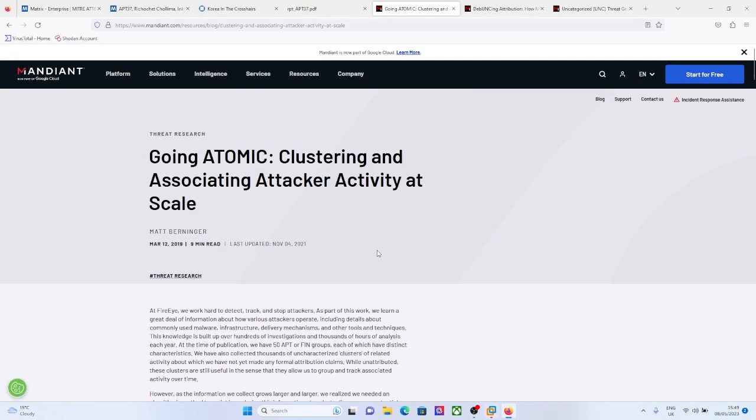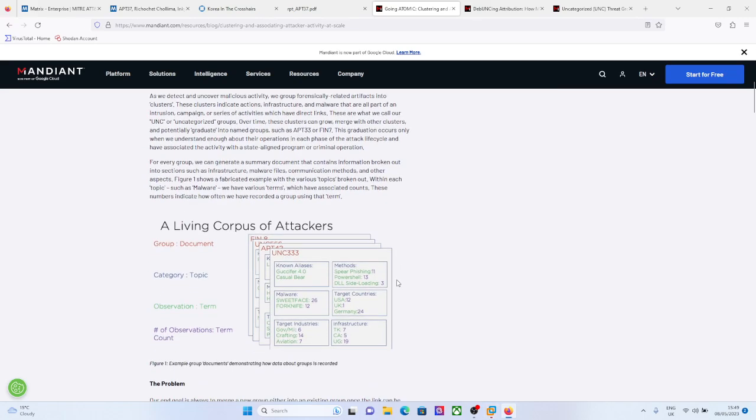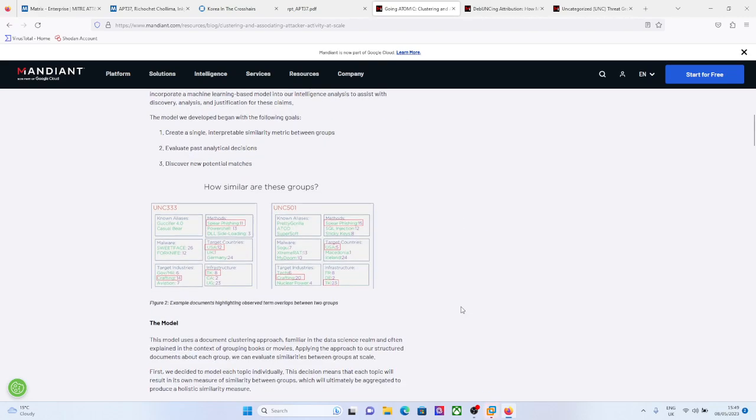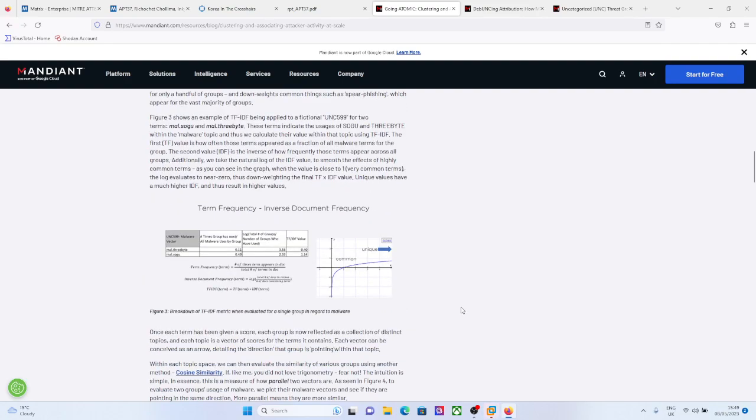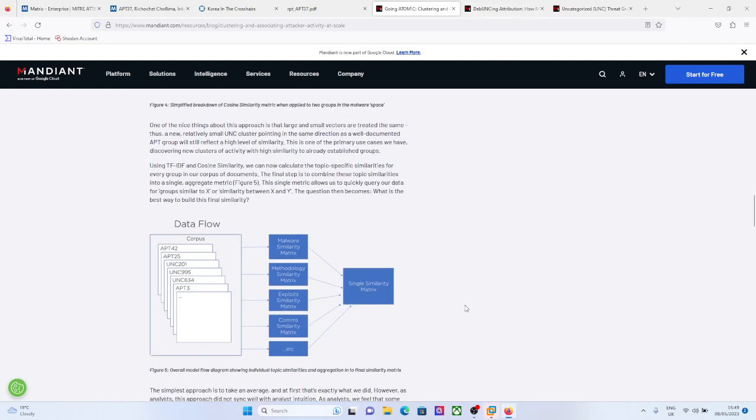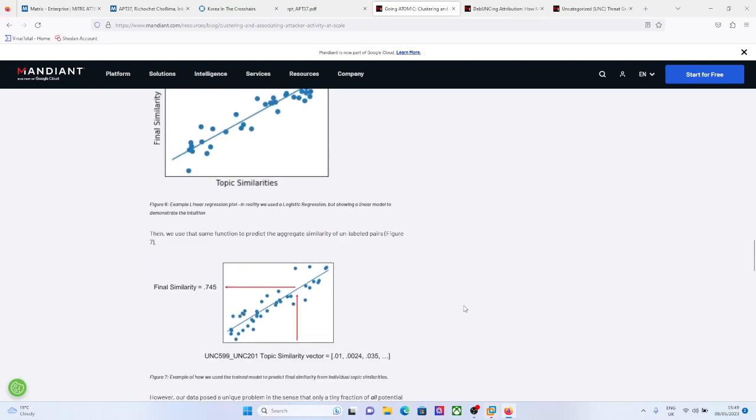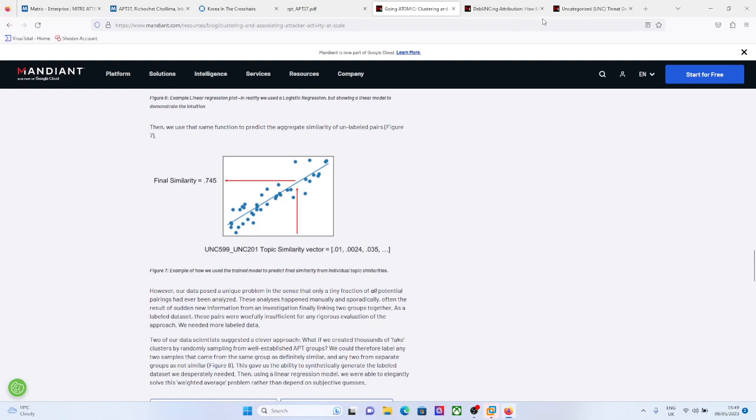Also, this paper is a good paper about clustering and associating attacker activity at scale. Like I said, first they give temporary names, and then they try to find consistency between these commonalities, like malware, target selection, TTPs, target industry, infrastructure usage. When the commonalities become mature enough, then you can say that they are so similar, they must be the same activity.